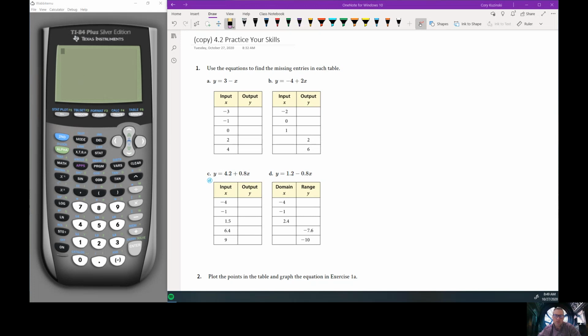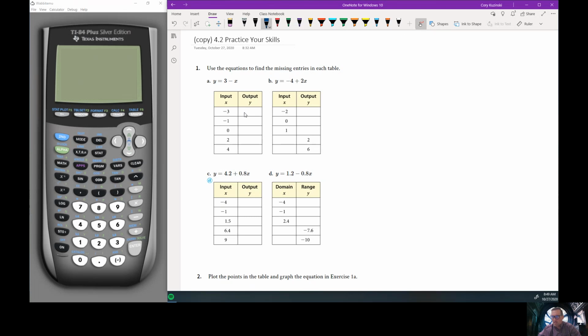Good to see you. We're going to go through the 4.2 Practice Your Skills solutions. Not too difficult of a practice set, but I will give you some shortcuts and some tricks that you might be able to use. You'll definitely be able to use. All right, so here we go. We're going to use these equations to find missing entries in the table.